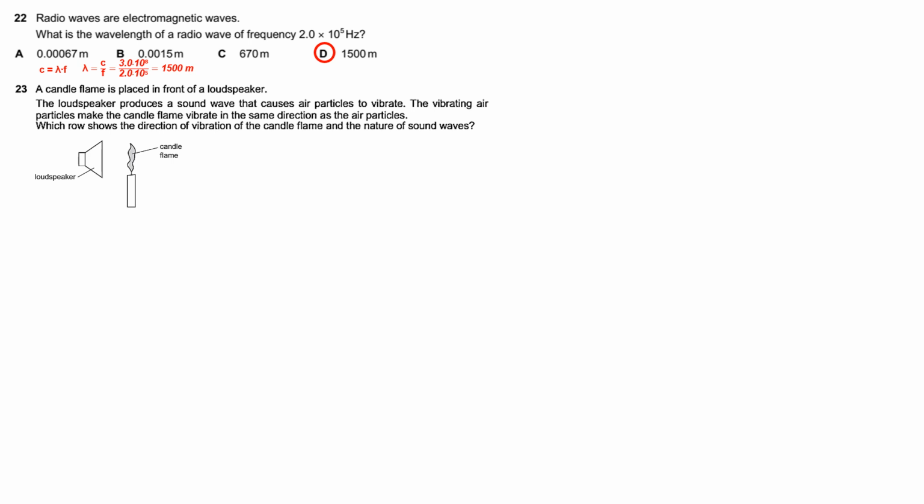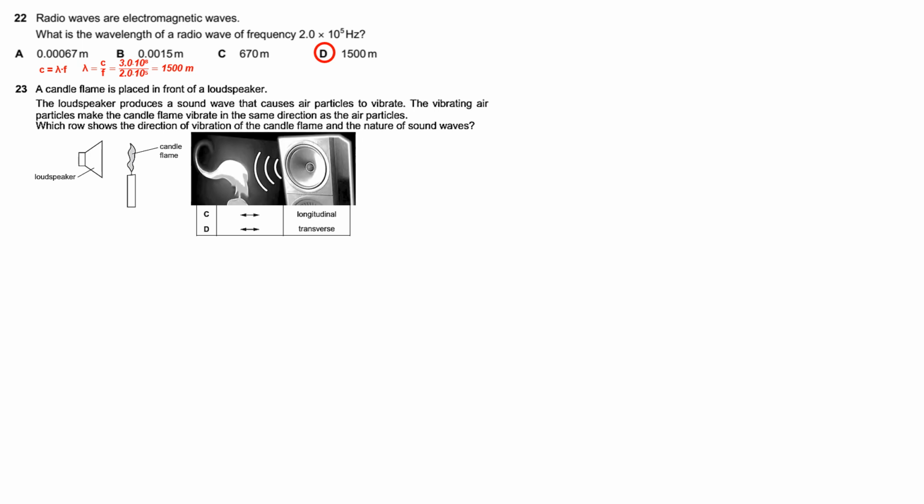Sound waves are classified as longitudinal waves, where the vibrations of particles occur parallel to the direction of wave propagation. When a loudspeaker produces sound, it causes the air particles in front of it to vibrate back and forth, creating pressure fluctuations that travel through the air as sound waves. As the sound waves reach the candle flame, the air particles near it also vibrate, causing the flame to oscillate in the same direction, making it appear to flicker visibly.